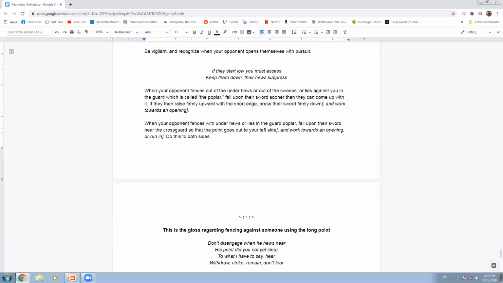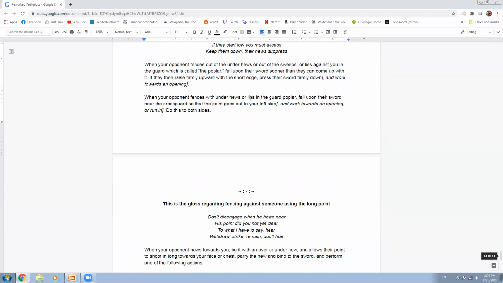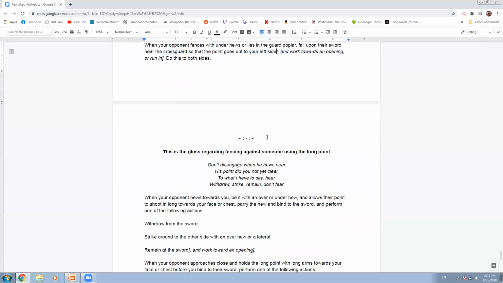Okay, when your opponent fences out of the underhews or the sweeps or lies against you in the guard called poplar, fall upon their sword. If they raise upward, then press downwards and work towards an opening. Or when they fence from the underhews, fall on their sword near the cross guard so that the point goes to your left side and work towards an opening or run in. Probably run in at this point because you're going to be pretty close. So this would be your anti-schnappen and anti-abschneiden.